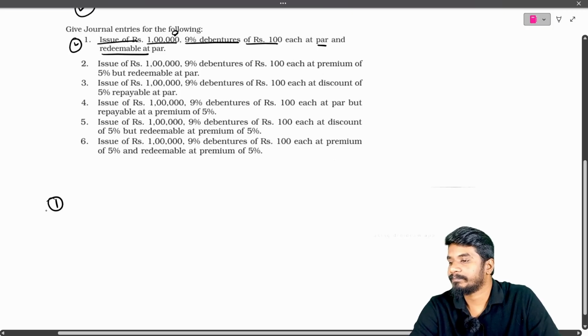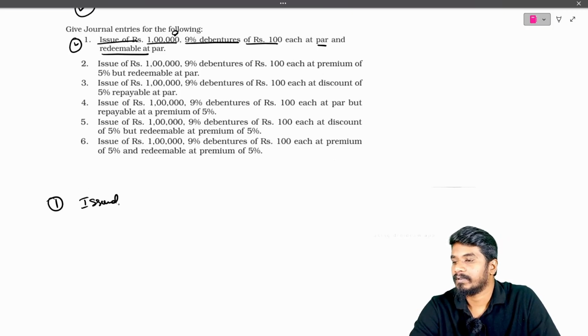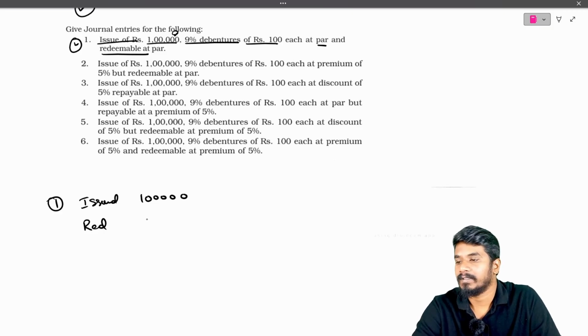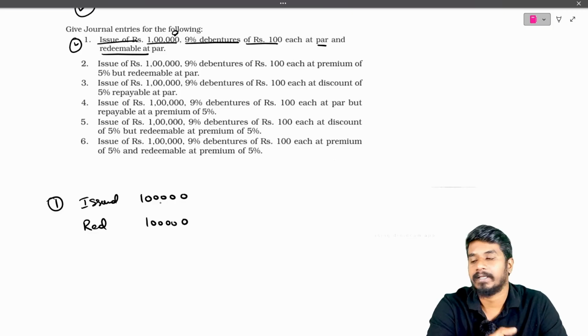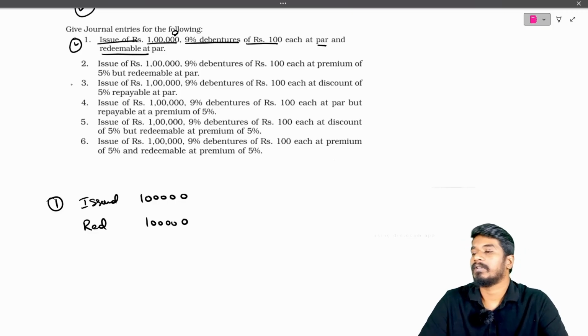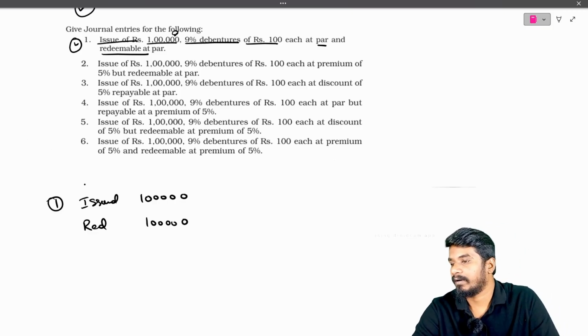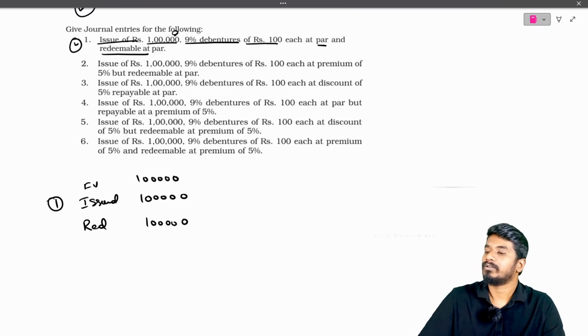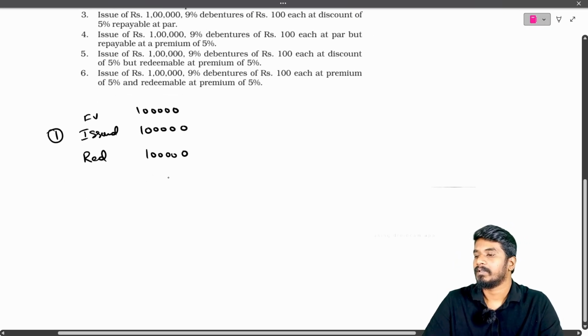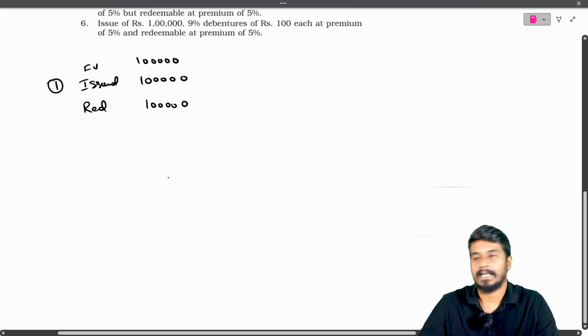So the first one, issue at 1 lakh rupees, correct, and they have redeemed at the same par, right? 1 lakh issued at par and redeemed at par. So the face value is the same. Face value also will include 1 lakh, correct? So these things are there. Let us see how we can journalize these things.